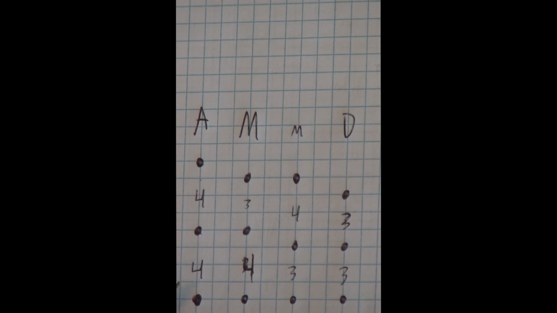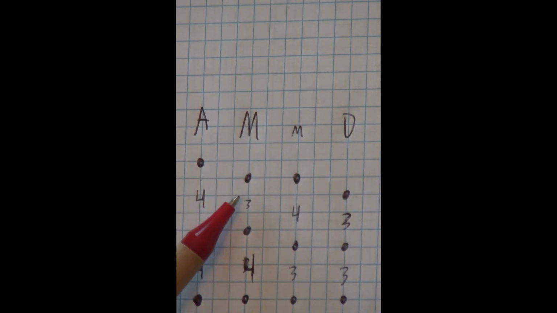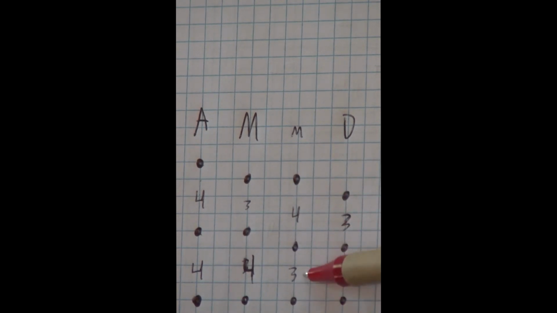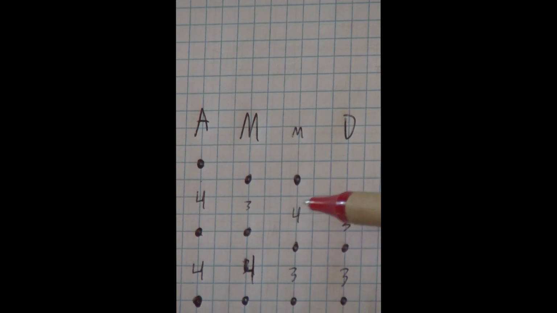So it's created from a 4 semitone interval over here and a 4 semitone interval over here. And for the major, there's a 4 semitone interval between the bottom notes and a 3 semitone interval between the top notes. And the minor is just the reverse of the major. A 3 semitone interval between the bottom notes and a 4 semitone interval between the top notes.